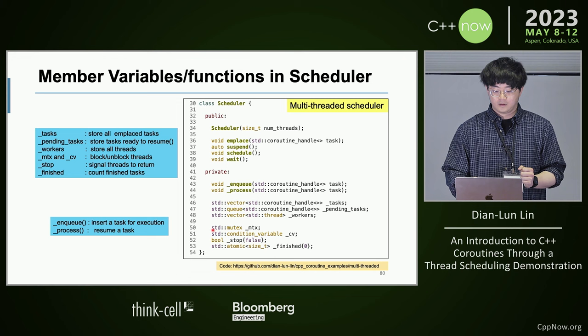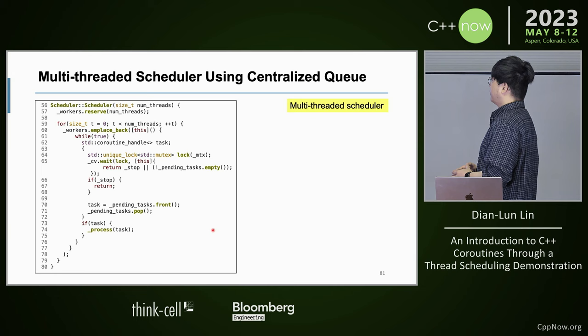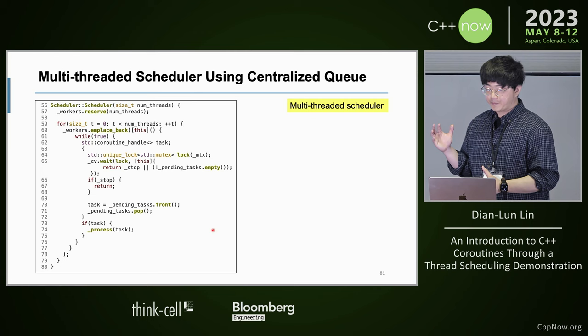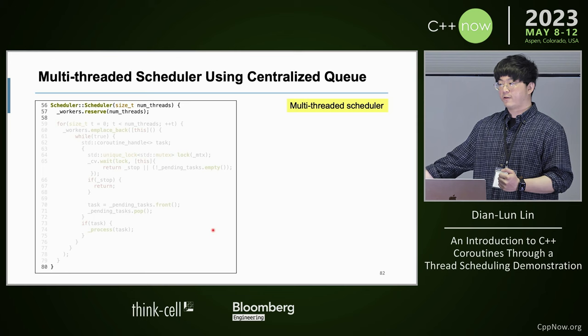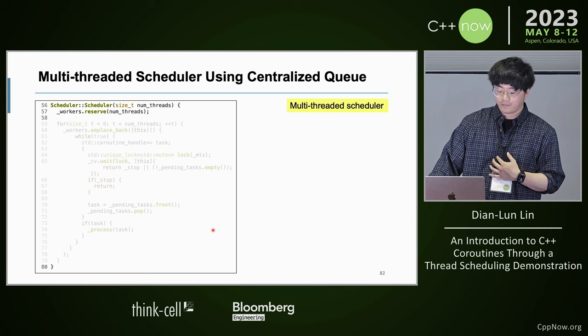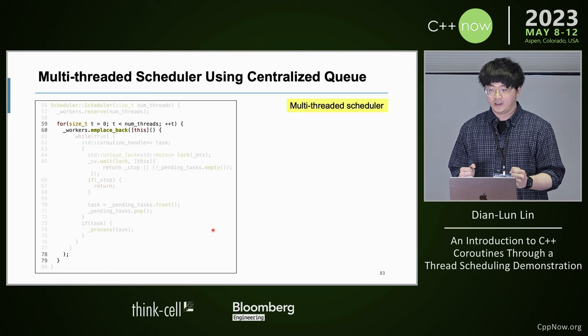So this is my implementation of the multi-threaded scheduler. I use a simple centralized queue, which is the pending task queue. Inside this constructor, I take an argument, the number of threads, meaning how many threads I want to use in this scheduler. I will iteratively insert a thread in workers. Each thread will execute a lambda.